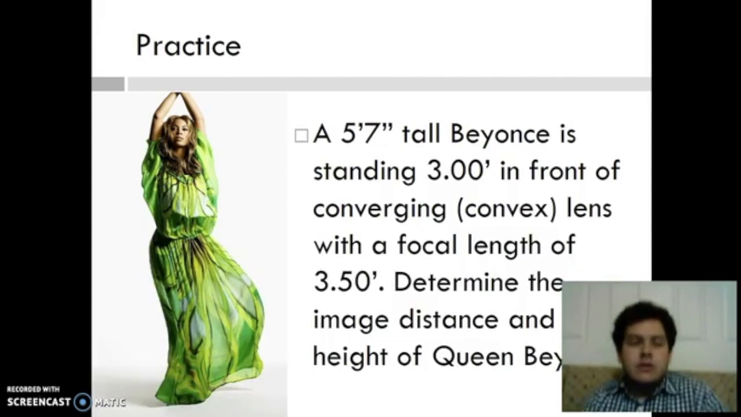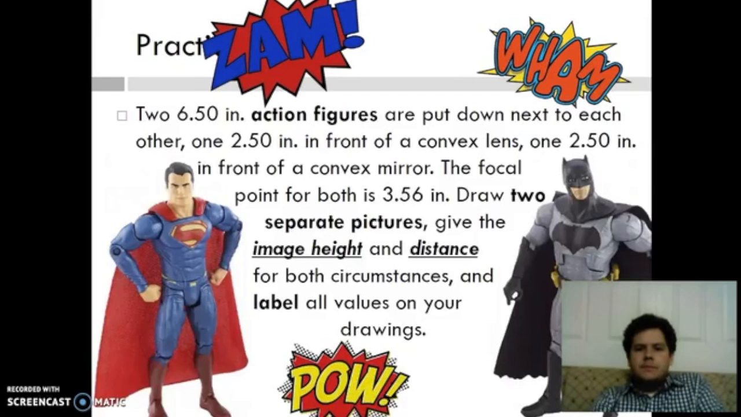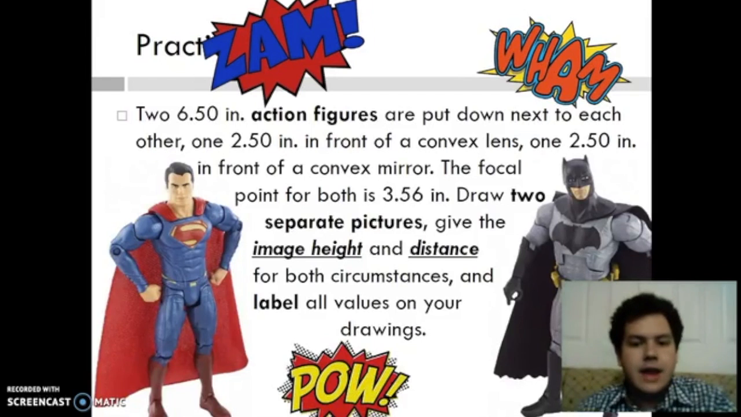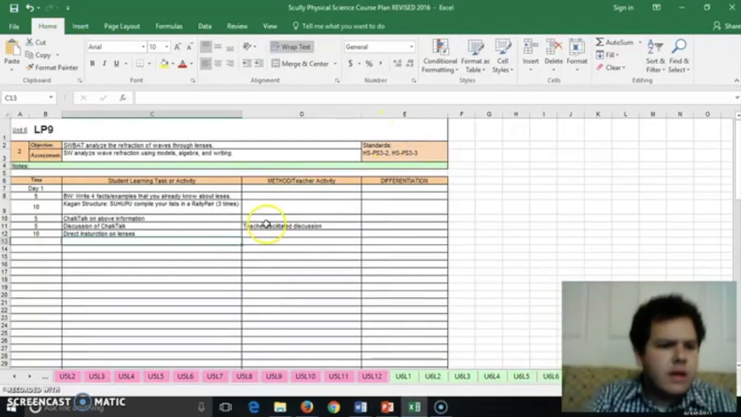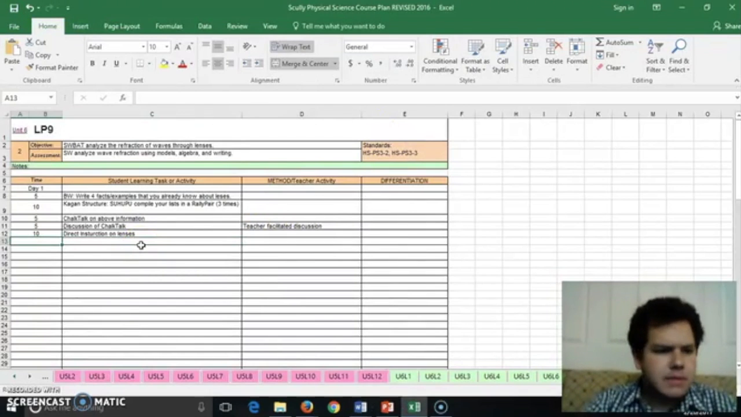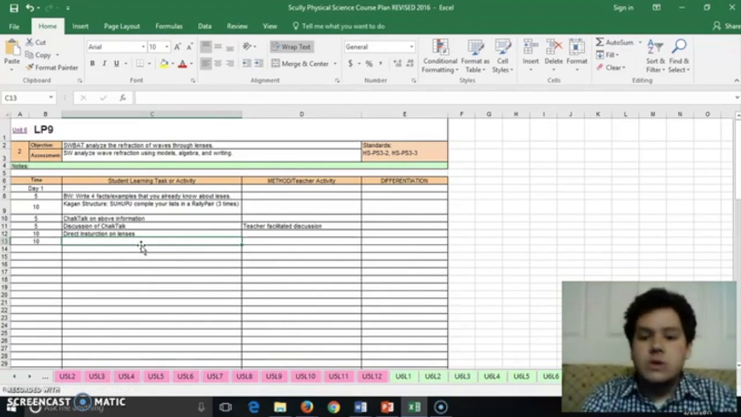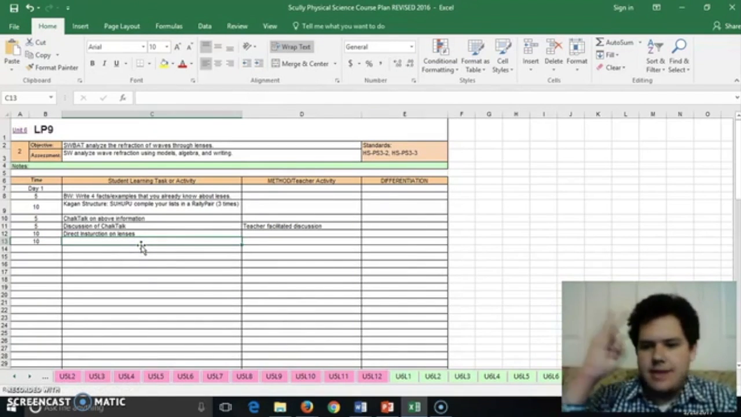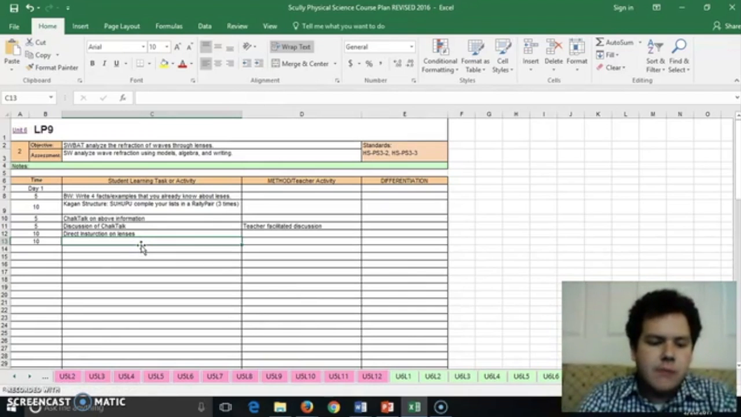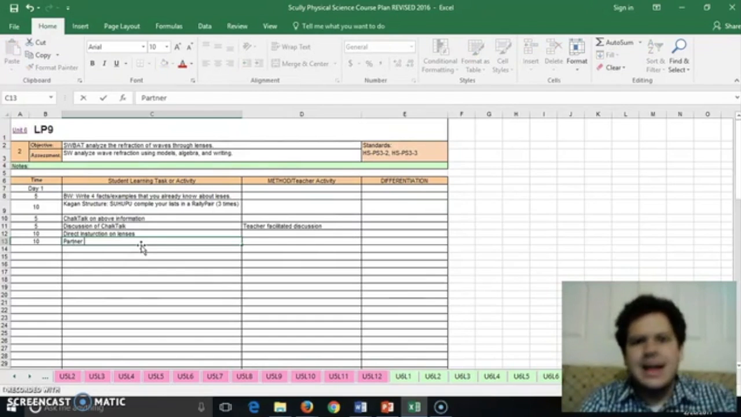In my direct instruction, I also embed practice questions. So here are some, I hope, practical, relevant questions that I can ask them. So under my direct instruction on lenses, I will probably spend the next 10 minutes doing those 3 practice problems, the Beyonce, the superheroes one. So I will put maybe partner work or pair, just gauging on how the class is going.